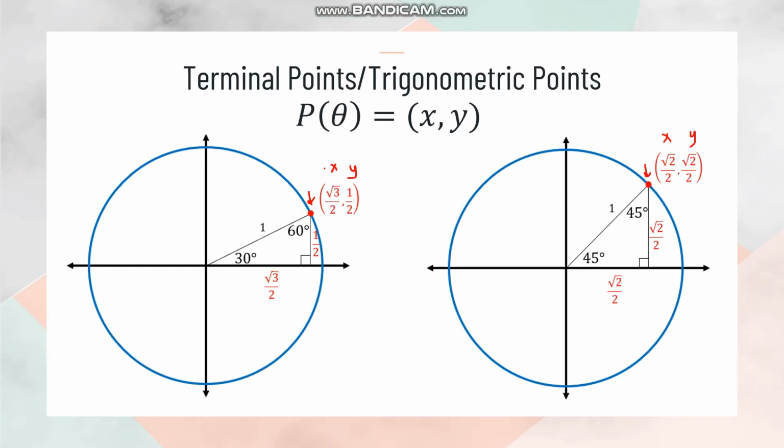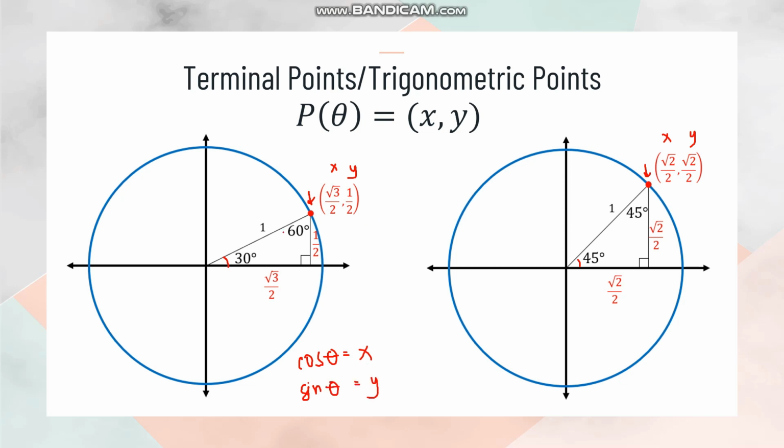So let's go back to this figure. The theta here is 30 degrees. The theta here is 45 degrees. Since we have here x and y, we can get the cosine of theta and it should be equal to x, and we can also get sine of theta which is equal to y.